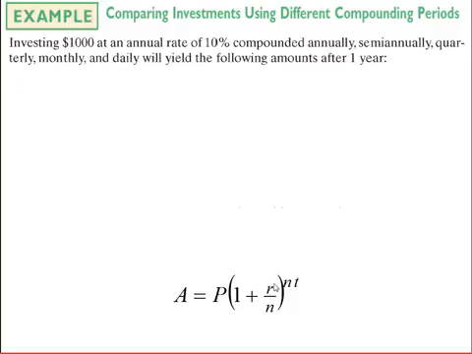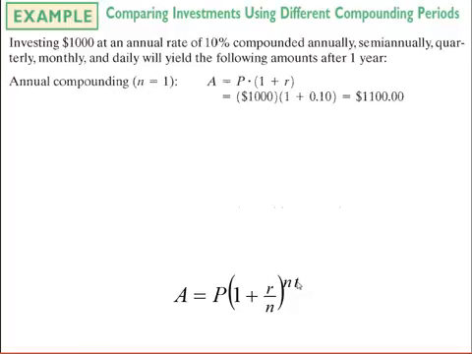In each case, if I compound annually, n is 1. If I compound semi-annually, n is 2. If I compound quarterly, n is 4. Compound monthly, n is 12. Compound daily, n is 365. And then for all of these problems, we're just looking at 1 year. So I'm going to let t equal 1.